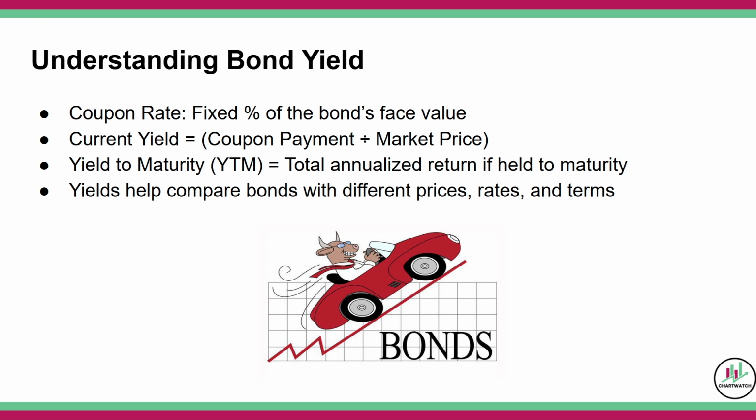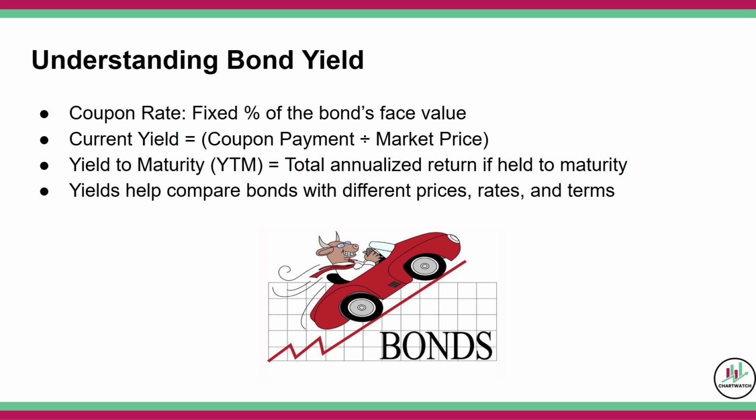But in the real world, bond prices move up and down. So investors need a way to calculate what they'll actually earn based on what they pay for the bond right now, not just the original terms. This is where yield comes in. The current yield is the annual coupon divided by the bond's current market price. Let me repeat that. Current yield is the annual coupon divided by the bond's current market price. So if you have a $1,000 bond that is now trading at $950 and it still has a $50 coupon, the current yield is 50 over 950 multiplied by 100, which is roughly 5.26%. It gives you a snapshot of how much income you'll earn relative to what you paid.